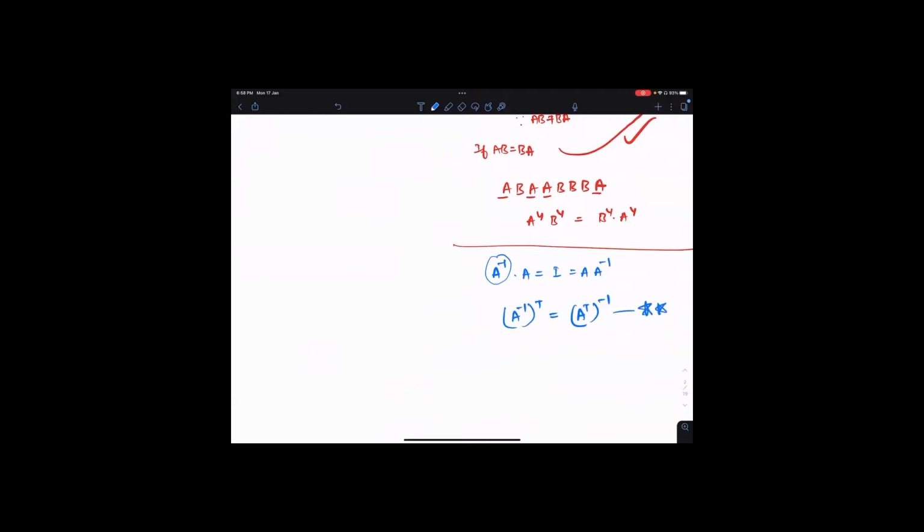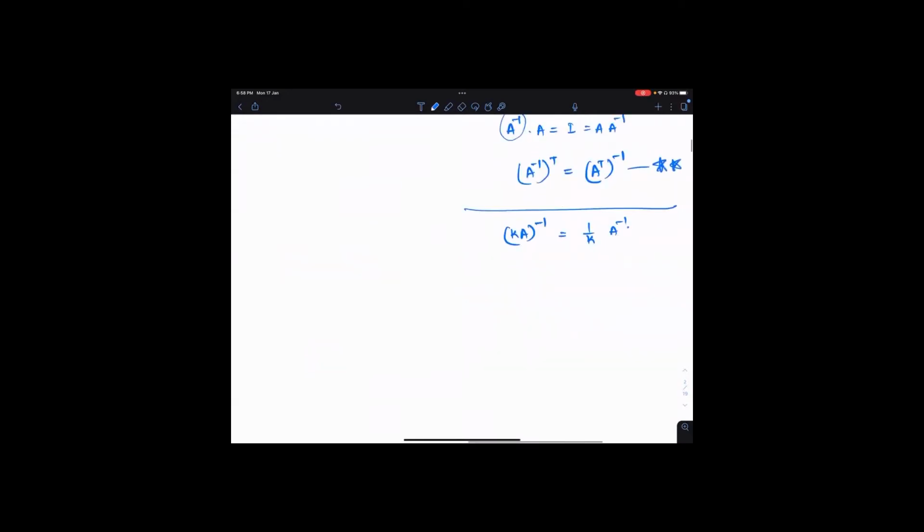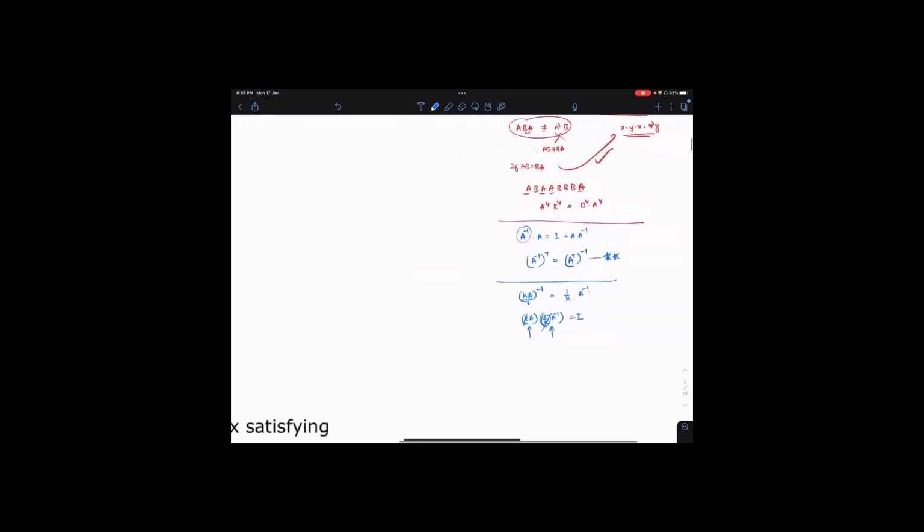And one last point on inverse, that is K times A whole inverse. It will be 1 by K times A inverse. Because this is very easy to understand: what is the inverse of K times A? Which matrix should I multiply with KA? If I multiply 1 by K times A inverse, the scalar will get cancelled, and A into A inverse will give I. So this matrix is the inverse of KA. So what is the inverse of KA matrix? 1 by K times A inverse. That's it. So 3 points we have seen.